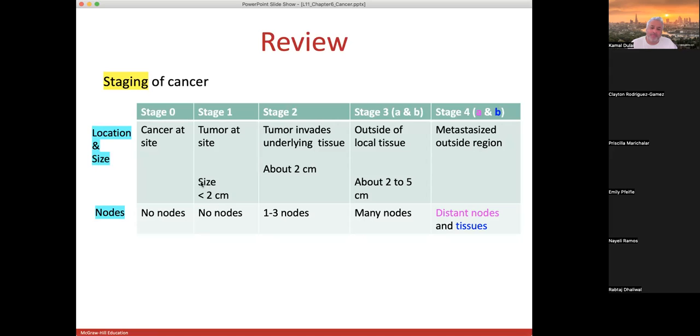So small means less than 2 centimeters. Medium means about 2 centimeters, and large means above 5 centimeters, right? So what is a centimeter? It's almost 3/4 of an inch. That's what a centimeter is, right? So you can see 5 centimeters is about 2 inches. So these are pretty big masses.